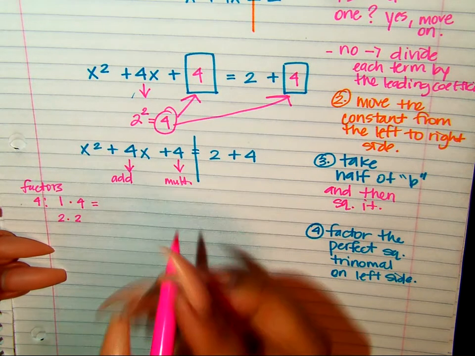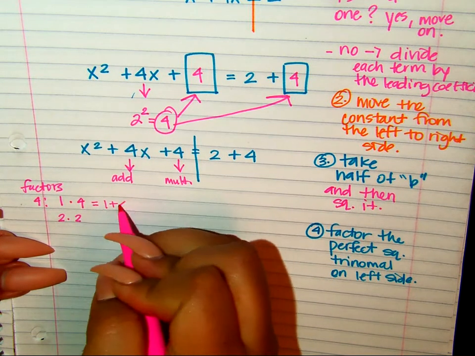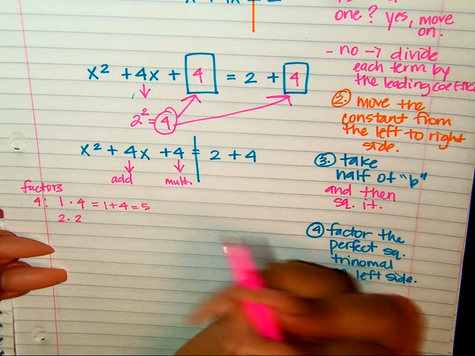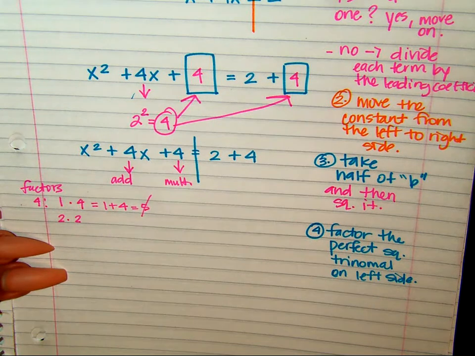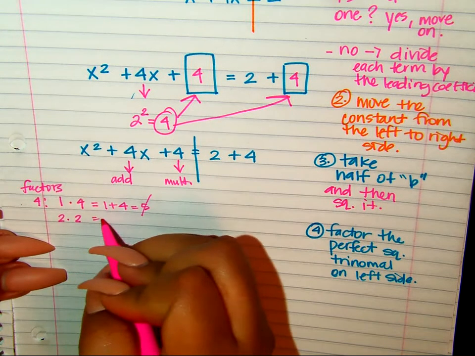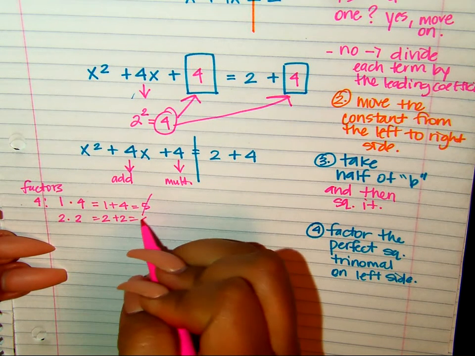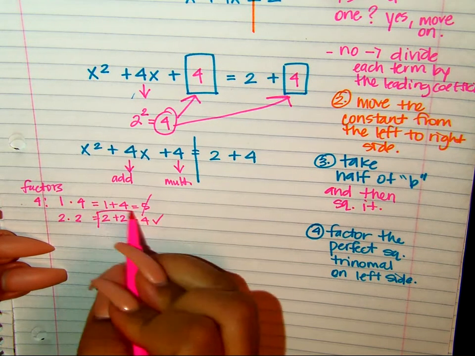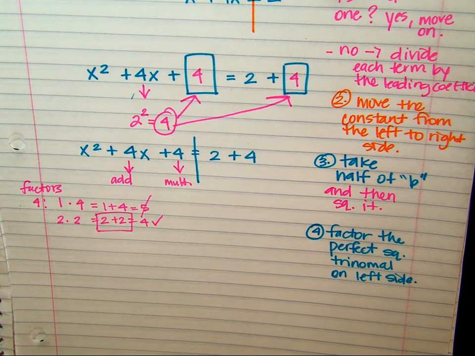But 1 plus 4, that equals 5. We don't need 5, right? We need 4. So what is 2 plus 2? That equals 4. So 2 and 2 are our numbers.